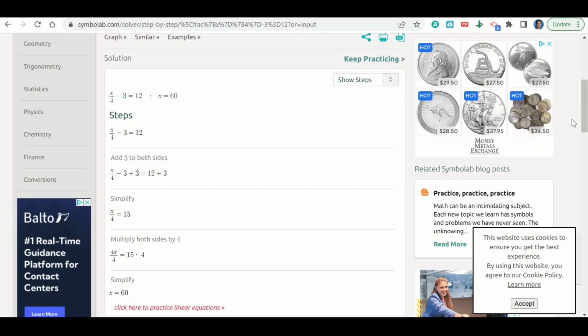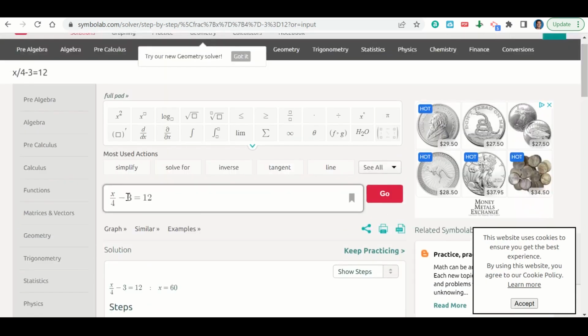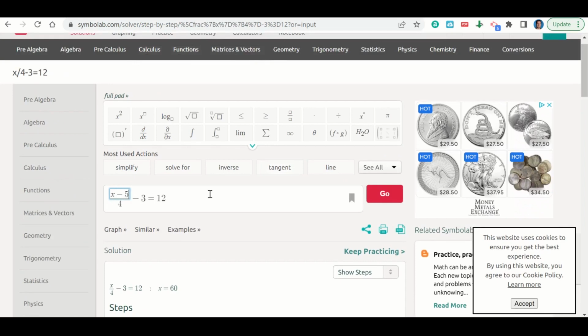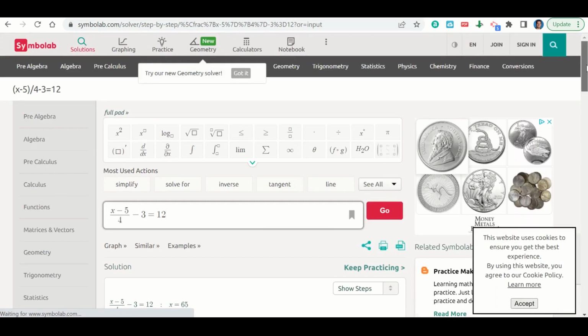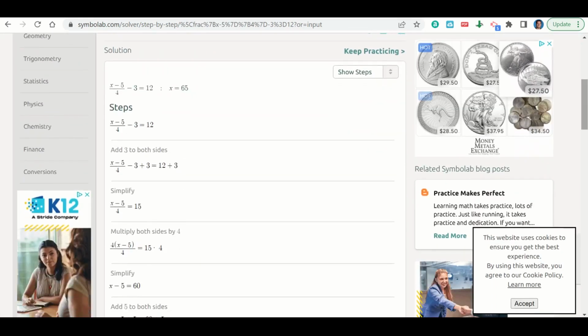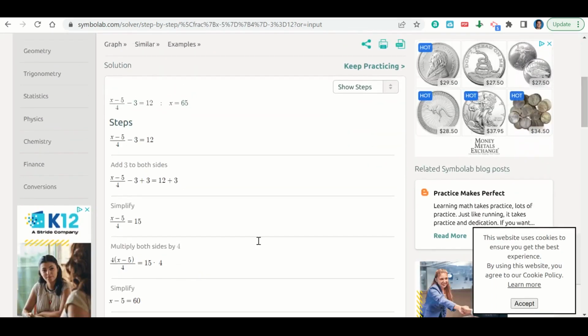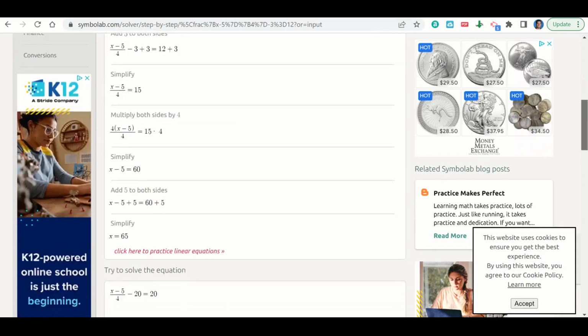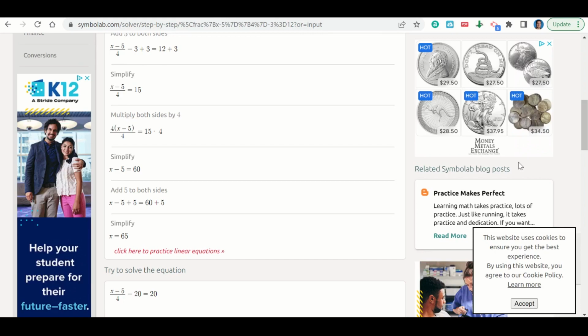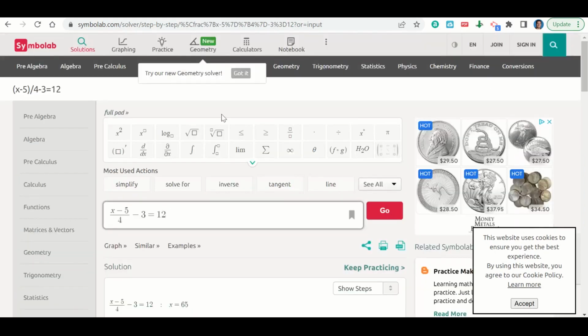So it shows us step by step, and we could make this as complicated as we want to. This could be x minus 5 up here. Now we click go. It'll still tell us how to do it. So it'll say add 3 to both sides, multiply both sides by 4, and then add 5 to both sides, and we get 65. So we can use Symbolab to help us check our work when dealing with multi-step equations.